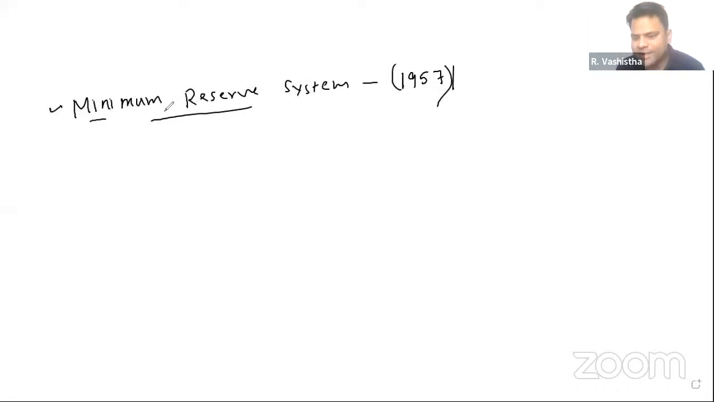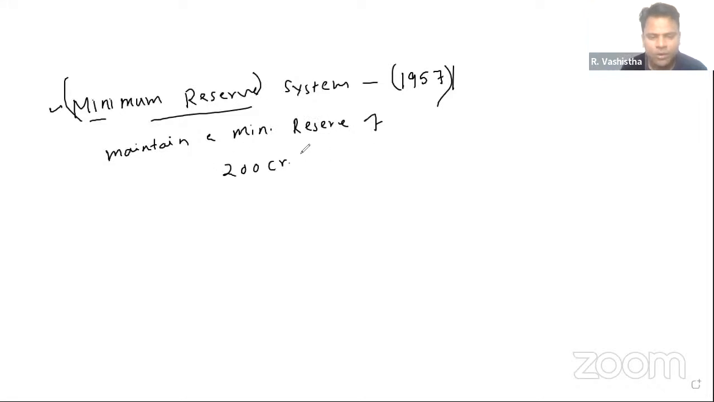So now we'll see what this system is all about and the rationale behind it. Please write it down, everyone. According to this system, the RBI is required to maintain a minimum reserve of 200 crore worth of assets.